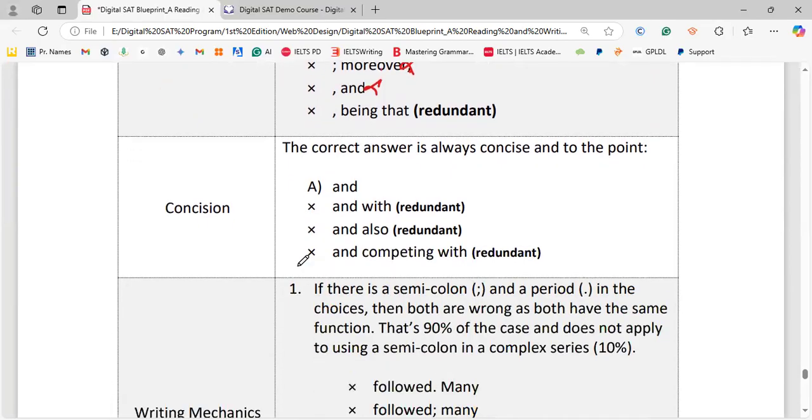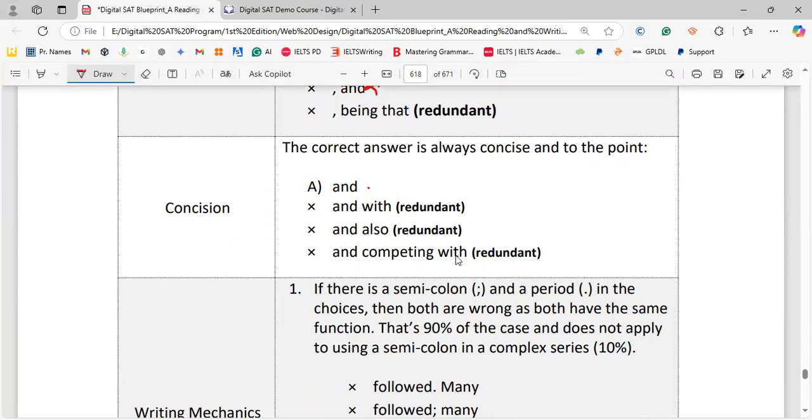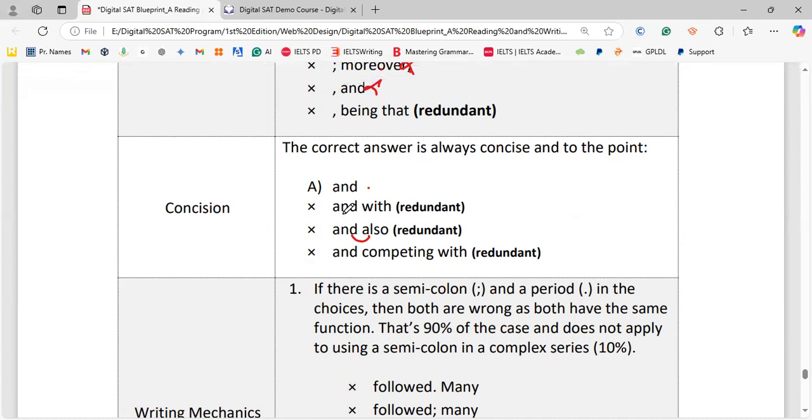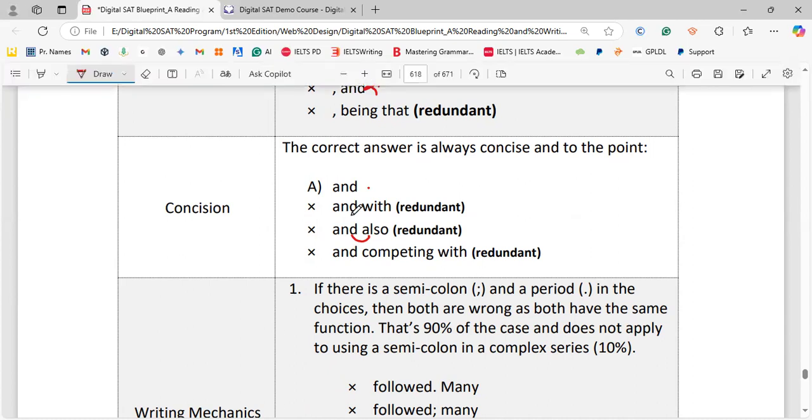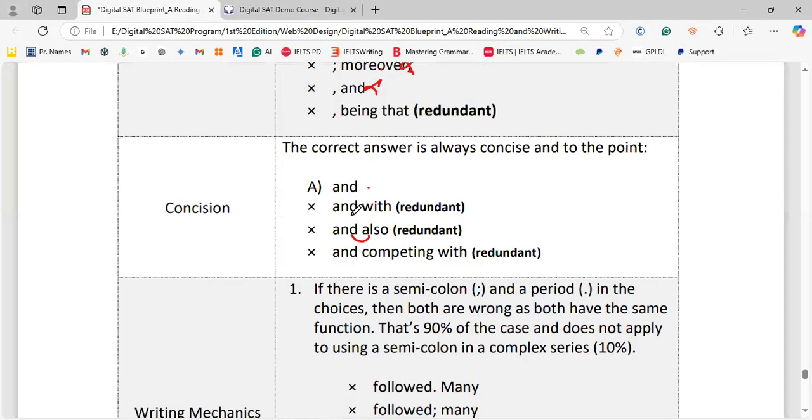In SAT, always go to the concise, to the point answer. As in here, I have and with, and also, and competing with. And means also. And with is redundant. And competing with is redundant. The guys who are taking the course know exactly what we mean by redundant, and we've covered this many times together. Redundancy means that we're using too many words to cover the same meaning, in short. So the answer on the SAT is always concise.